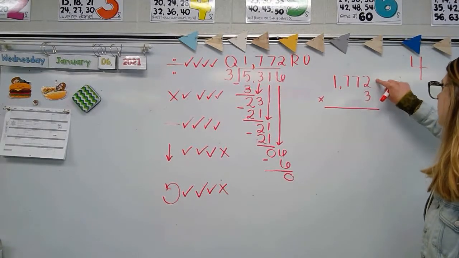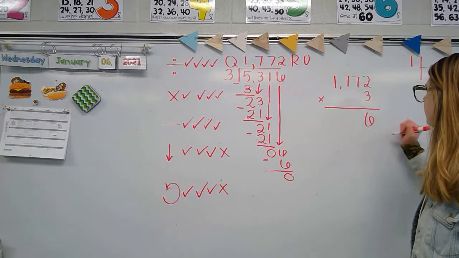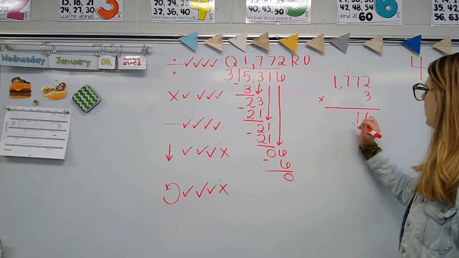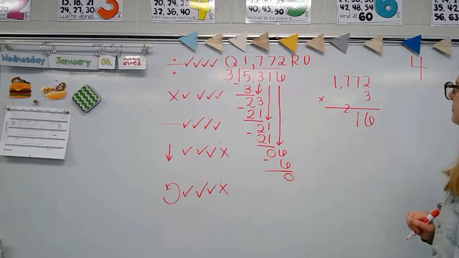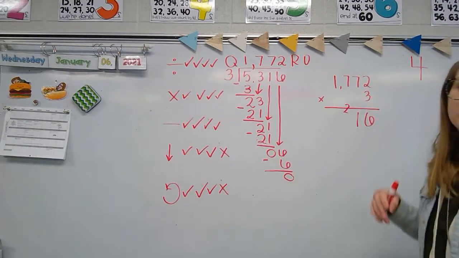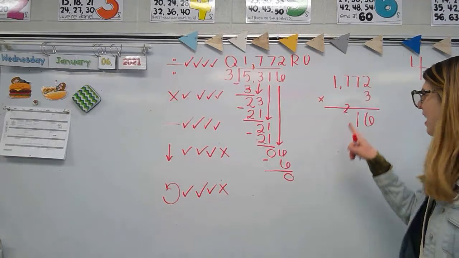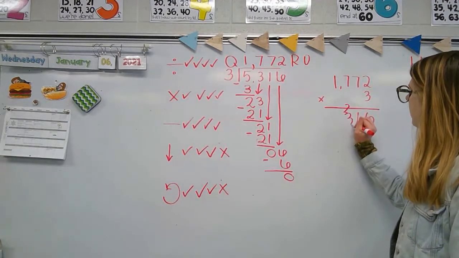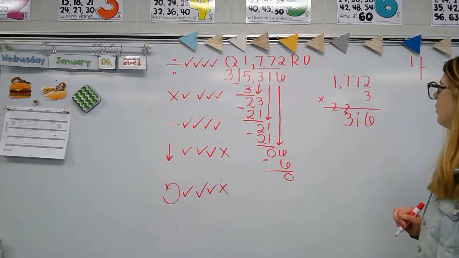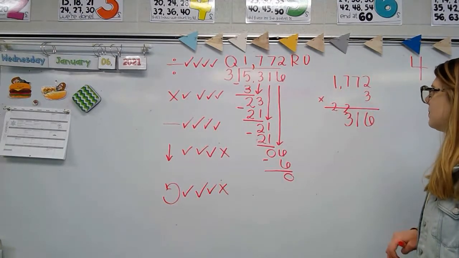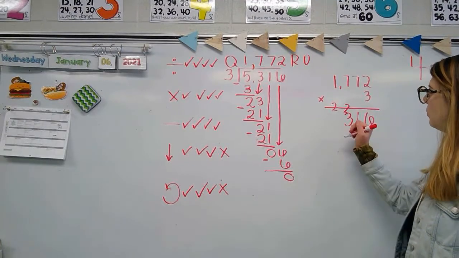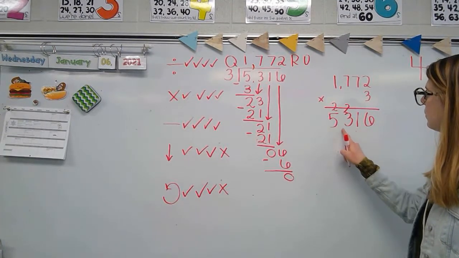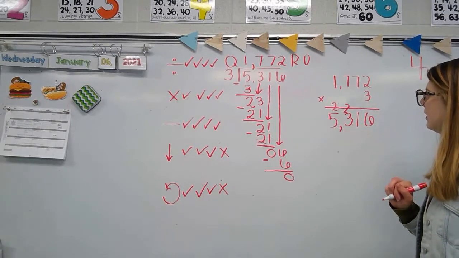Starting with the ones, 2 times 3 is 6. 7 times 3 is 21. I'm going to leave the 1 and carry over the 2. 7 times 3, again, is 21, but I have to add that extra 2. 22, 23. I'm going to leave the 3, carry over the 2 again. 1 times 3 is 3, plus 2 more for 5 is 5. 1, 2, 3, whee! All right.